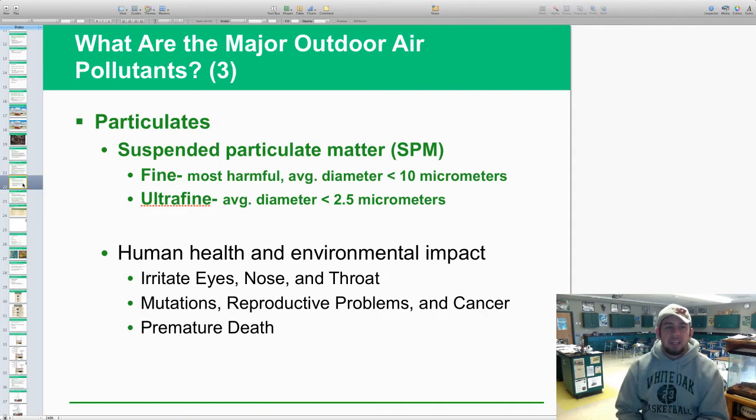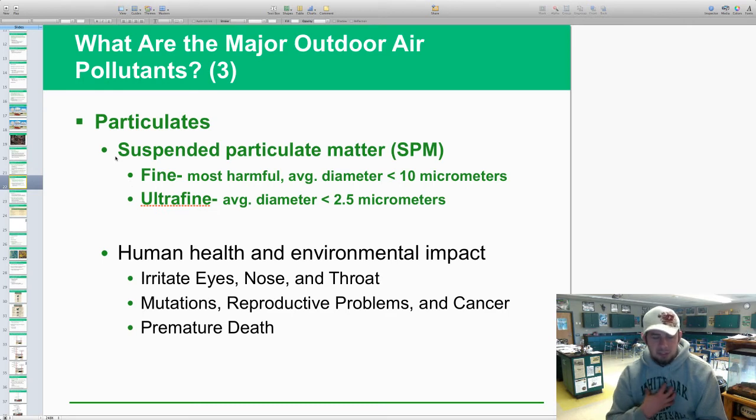So let's take a look at particulates. Particulates are basically suspended particles in the atmosphere, and they come in two different categories, fine and ultrafine. The most harmful is the fine. They're the largest. They have a diameter of greater than 10 micrometers, and ultrafine are less than 2.5 micrometers. But those are some bad things too.